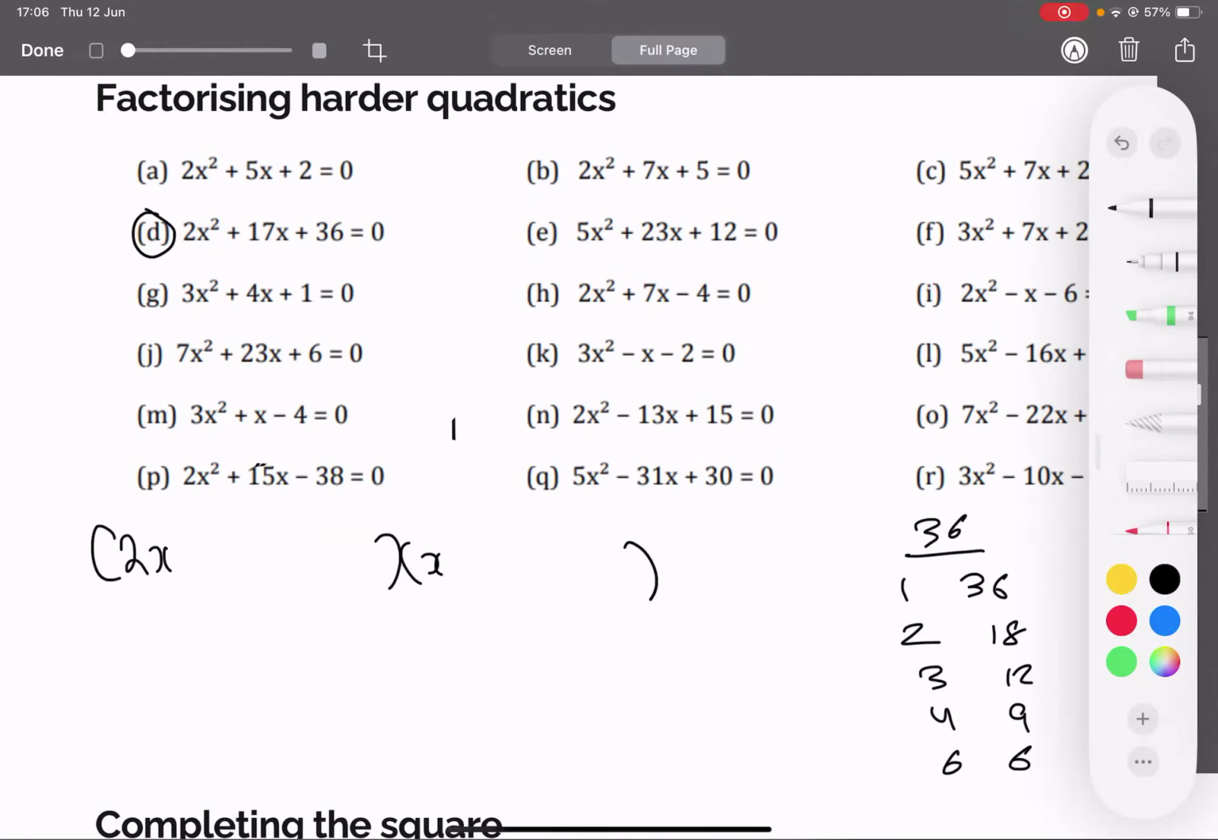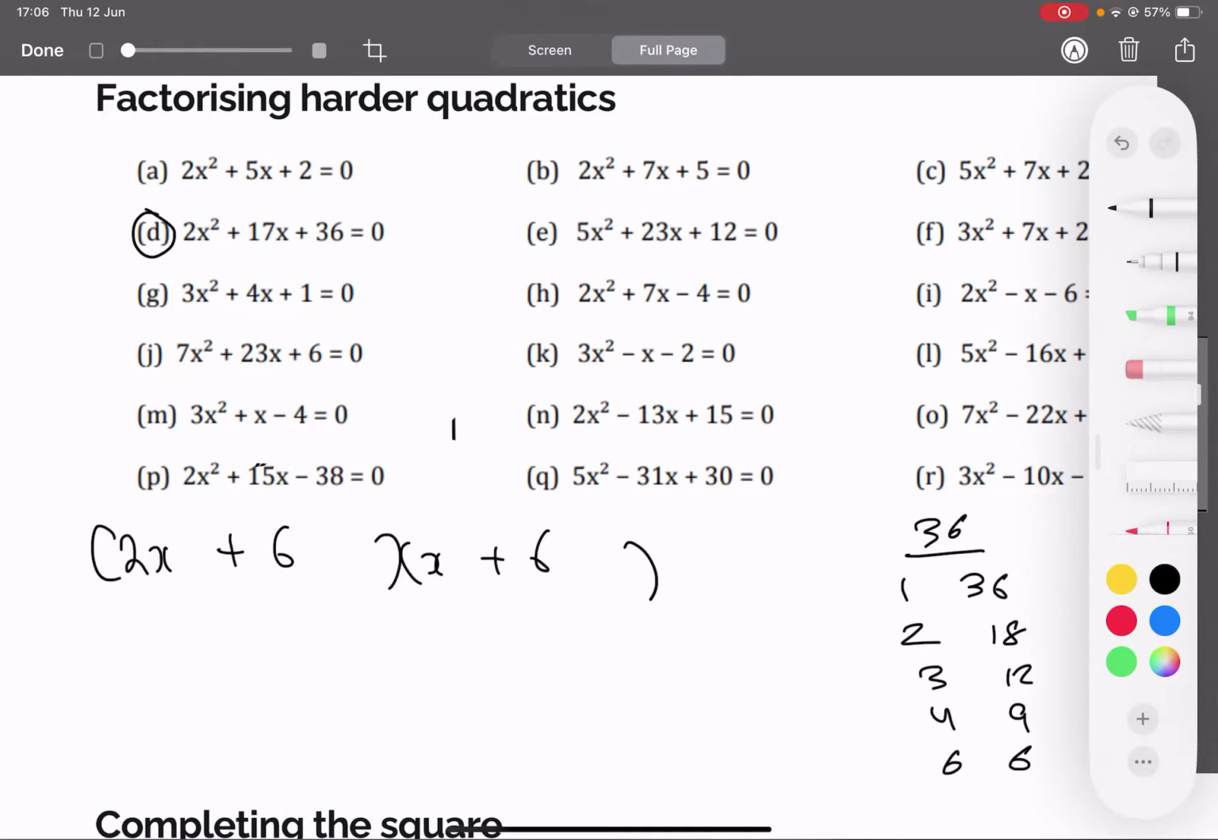I saw this on a video that the person recommended: if you're using this method, always start with the numbers that are nearer to each other and then try those last. So let's just go with that pattern and try the sixes and see what happens. So if I put plus 6, then what do I do?